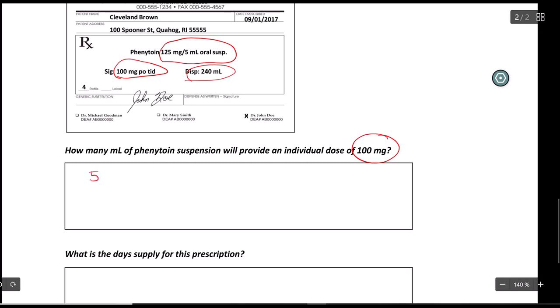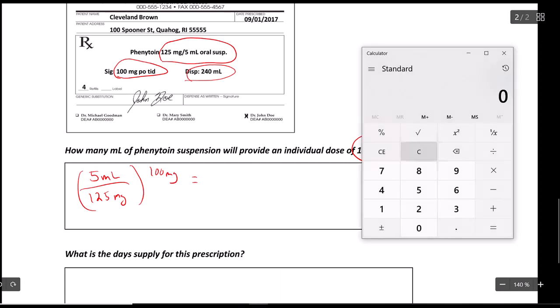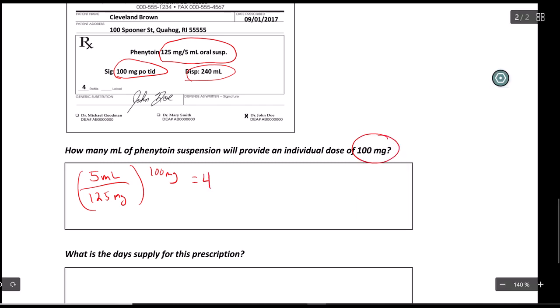Well, 5 mLs will give us 125 milligrams. If we want 100 milligrams, what will that be? So 5 mLs gives us 125. If I want 100, I've got 4. So 4 mLs will give me 100 milligrams. So now we know every single dose. So they are really taking 4 mLs TID. So if you're taking 4 mLs 3 times a day, 4 times 3 is equal to 12 mLs per day, right? So what's the day supply of this prescription?